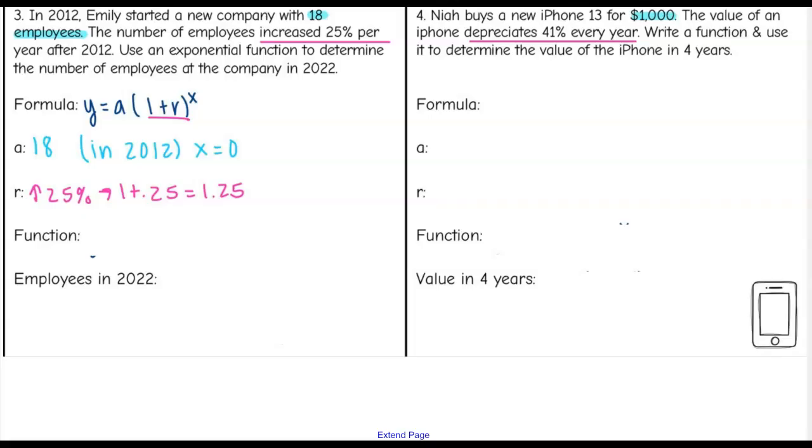All right, now we're going to write the function. y is equal to 18 times 1.25 raised to the x. All right, we want to know the employees in 2022. And if 2012 is year 0, 2022 will be year 10. So we're going to raise it to the 10. All right, and when you type that in the calculator, you get 168 employees.